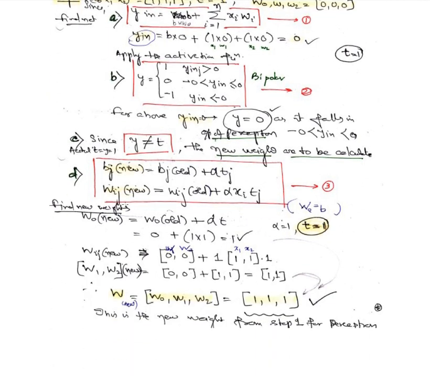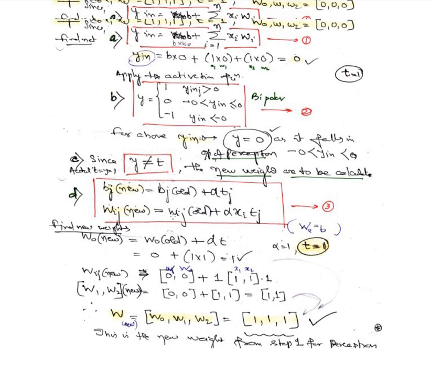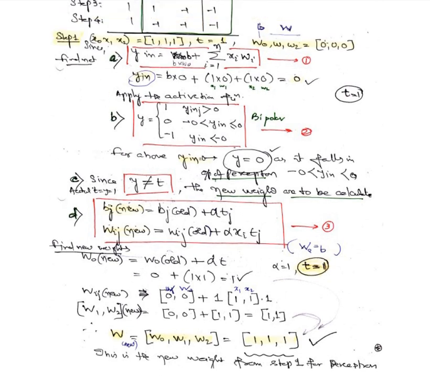Now we go with finding the new weight. Here W old plus alpha t. What is W old? The old weight is 0 here. What is alpha? Alpha we are considering here as 1, that is our learning rate, and the target we have already taken as 1. So with this we have got the new value of W0, which is equal to 1. This is the bias weight. Okay, now we go with the new weights.